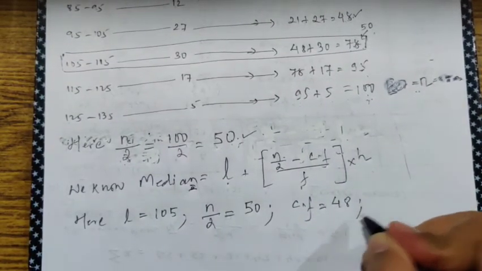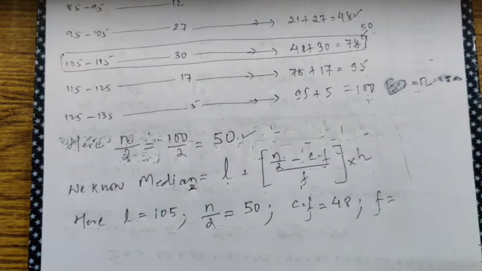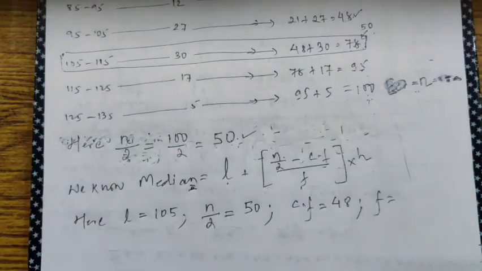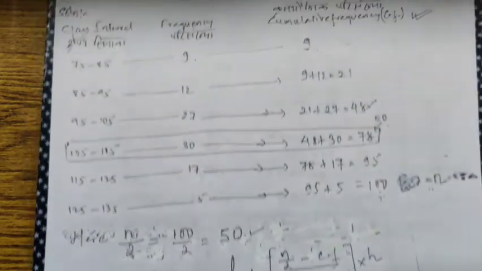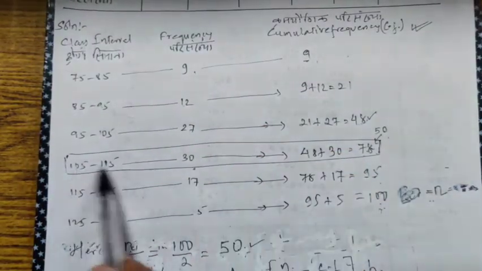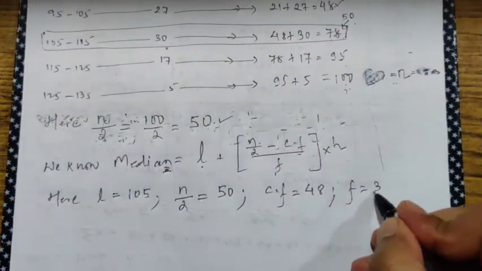Okay. Then let's go to F. What is F? Again, let's go back to our formula. What does it say? F. Frequency of median class. It says frequency, not cumulative frequency. So frequency of the median class. Can you see the frequency? This is the median class. How much? 30. Always make a box this way so that everything becomes very easy. So the value of F is 30.